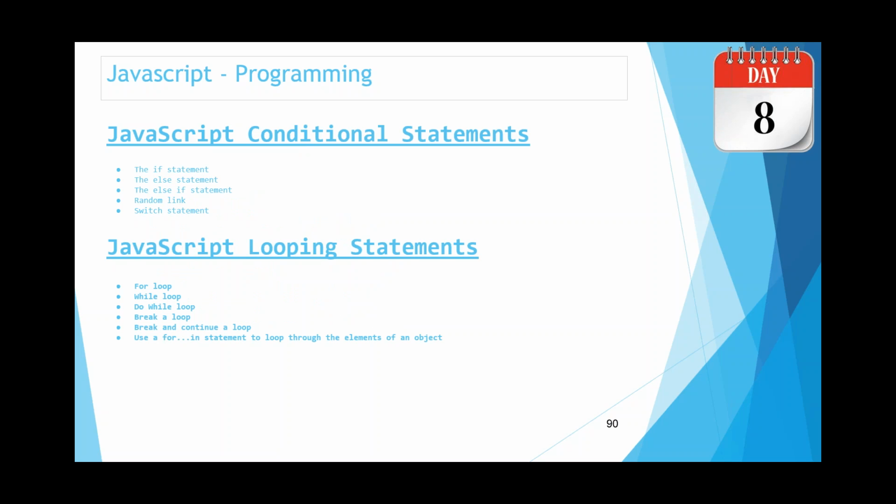Then JavaScript conditional statements, just like in C Sharp: we have if statement, else statement, if else statement, switch statement, and a random link. Random link means just like your goto. JavaScript looping statements: for loop, while loop, do while loop, breaking a loop, break and continue. Use a for in statement to loop through the elements of an object, just like your for each loop, to loop through a collection of objects.